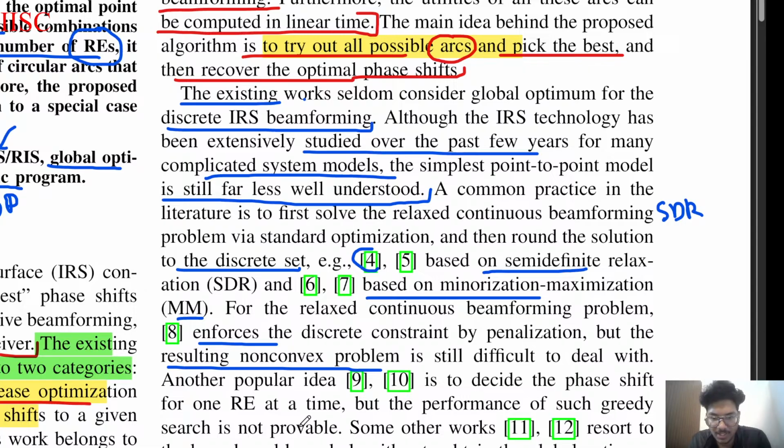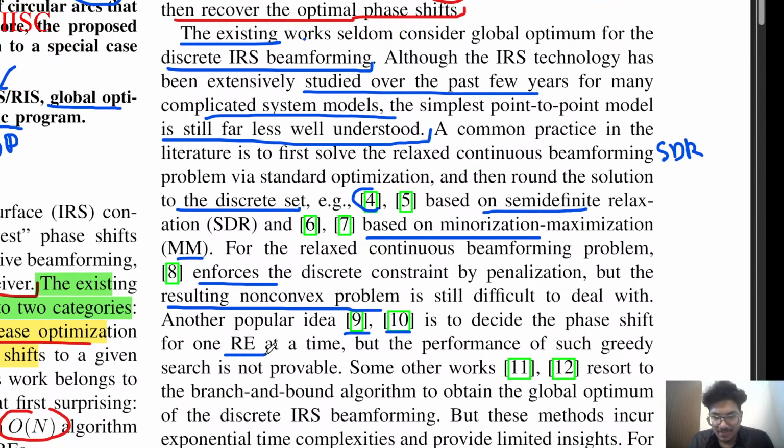Another popular idea, in papers 9 and 10, is to decide the phase shift of one reflective element at a time, but the performance of such a greedy search is not provable.